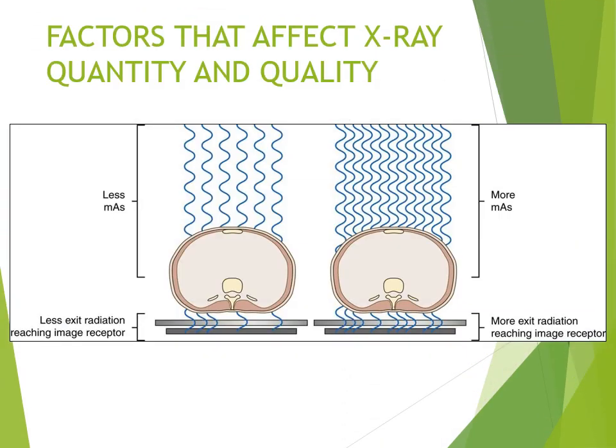So if we take a look at mass, less mass versus more mass results in more X-rays in the X-ray beam, first of all, in the primary beam, and it also results in more X-rays that are in the exit or remnant beam. And so it's just going to result in more X-rays reaching the image receptor. And so that's why an increase in MA or mass will increase beam quantity.